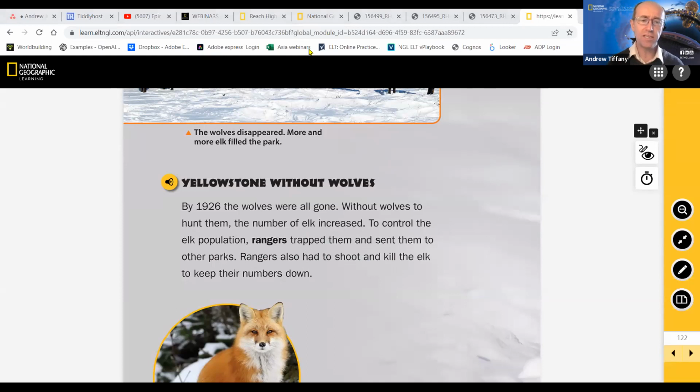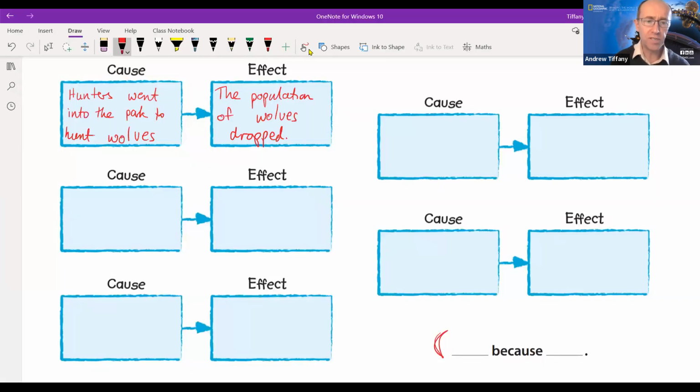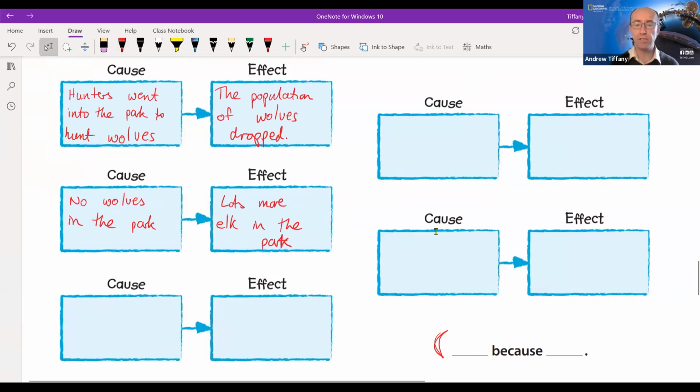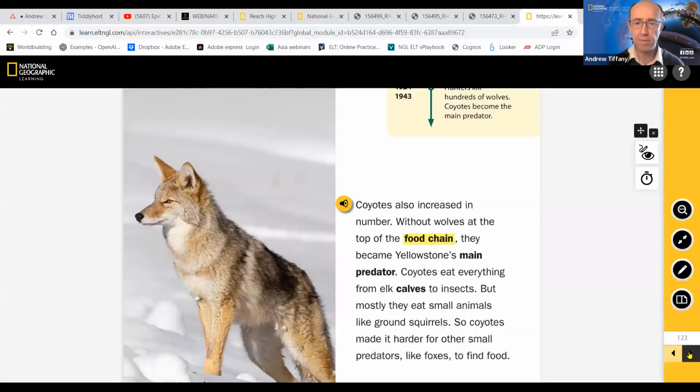So let's choose the one. The cause is there are no wolves in the park. That's the cause. And then the effect can be there are lots more elk in the park. Okay. Cool. So that's a cause and effect, right? Nice. Very good. Okay. Let's jump back. Let's look at the next page. Now, there could be another one here. You could talk about the rangers as well, but let's skip that one. Let's go to the next page.